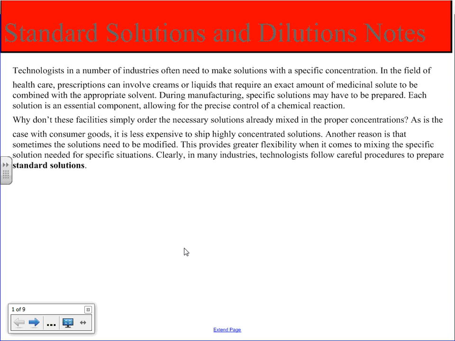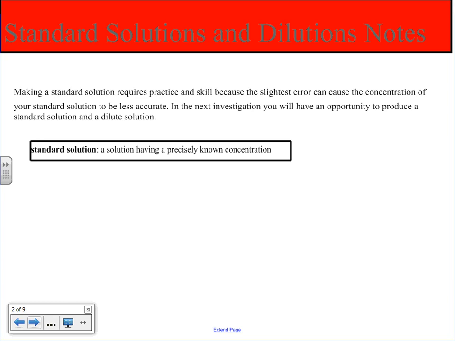Clearly, in many industries, technologists follow careful procedures to prepare standard solutions. Making a standard solution requires practice and skill because the slightest error can cause the concentration of your standard solution to be less accurate. In the next investigation, we're going to have an opportunity to produce a standard solution and then to dilute the solution. A standard solution is a solution having a precisely known concentration.